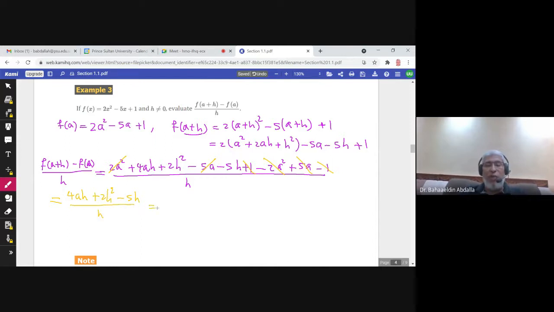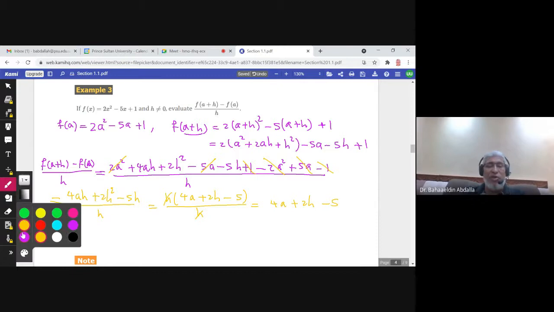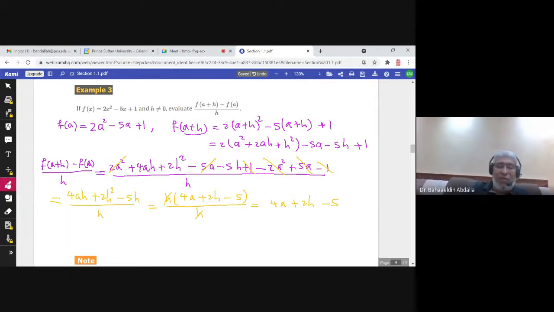Now what should we do? We take h as a common factor from these three terms. So we will have 4a, because we took h, plus 2h. The way you take a common factor, you divide 2h squared by h, then h cancels with h and you have 2h. Minus 5h divided by h, you get the 5 over h, and now you can cancel h with h, and the final answer would be 4a plus 2h minus 5. So that's the answer of this example.